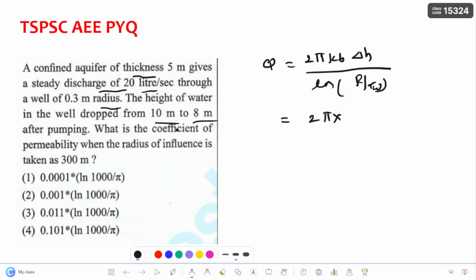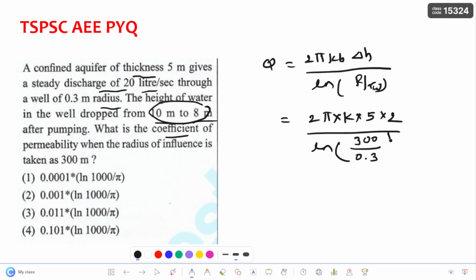Let us substitute 2 pi into K. He is asking about the coefficient of permeability, so it is K. The thickness of the aquifer is 5 meters. So delta H is nothing but 10 minus 8, that is 2 meters, by ln of the radius of influence, 300 meters, and the radius of the well, that is 0.3 meters. And Q is given as 20 liters per second, that is 20 into 10 to the power minus 3 meter cube per second.